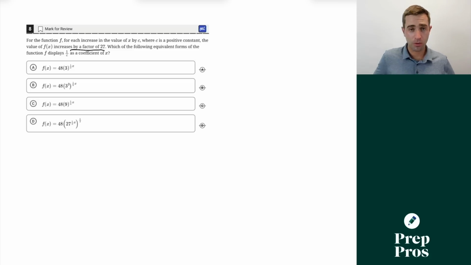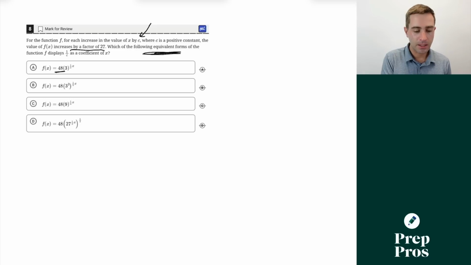Now, when most students read through this, at the end they're like, I have no idea what I'm looking for, because how am I supposed to possibly know what c is? Anytime you deal with these types of questions, they're going to sneak in some information which is going to let you solve for it. Now, what we know is these are all equivalent forms of the function f.